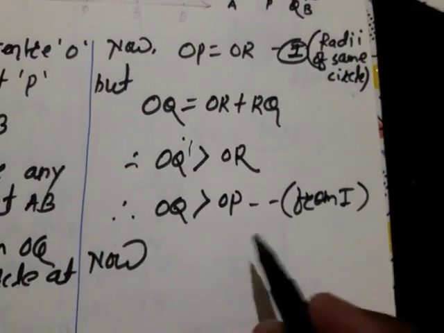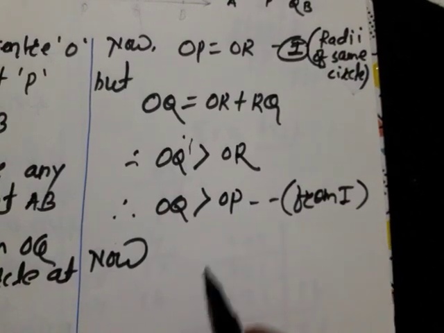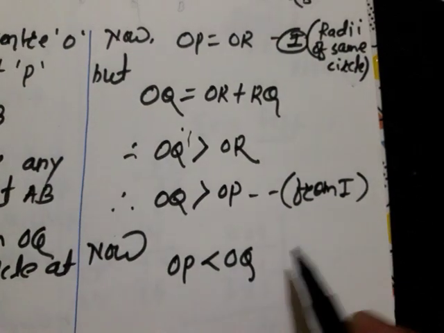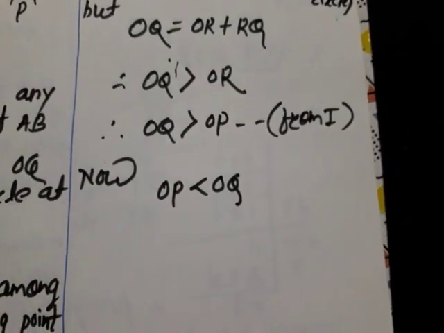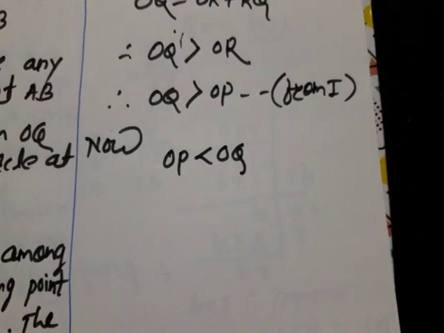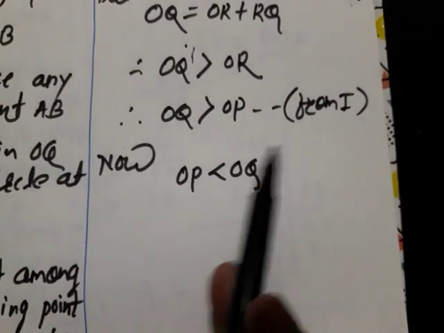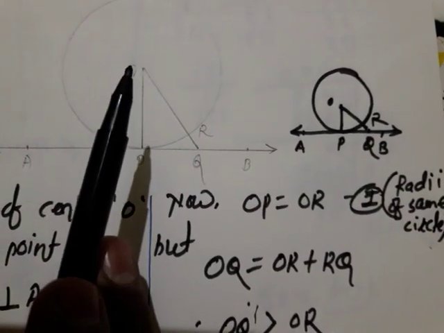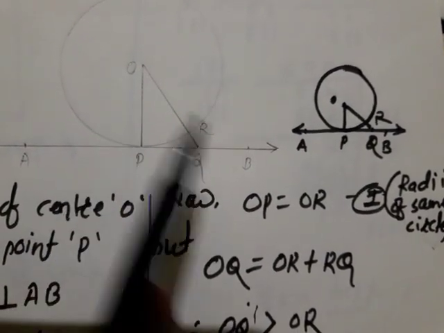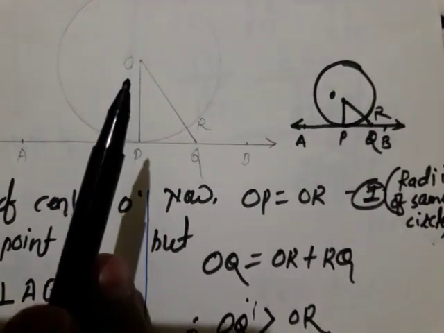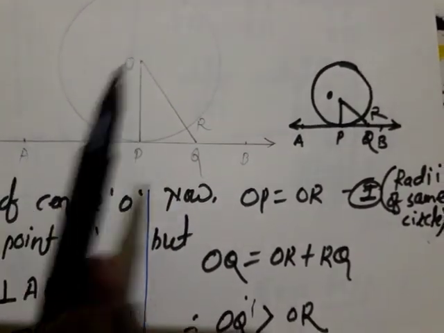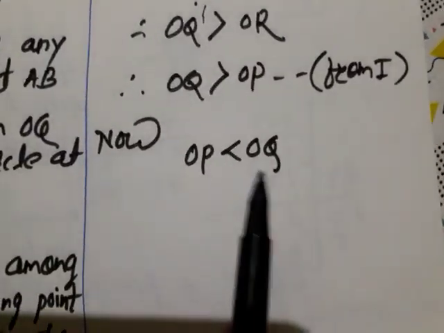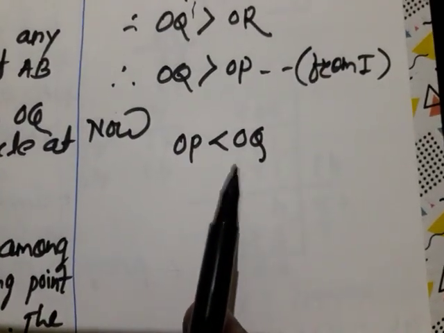Now we can also say OQ is greater than OP. This means OP is less than OQ. What does this mean? OP is less than OQ. Means what happened? Which is the shortest one in this figure? Which is the shortest segment? OP is the shortest segment as compared to OQ. If OB is also joined, then which will be shortest compared to OB? OP will be. If OA is also joined, then which will be shortest compared to OA? OP will be. Then it is shown over here OP is the smallest one.